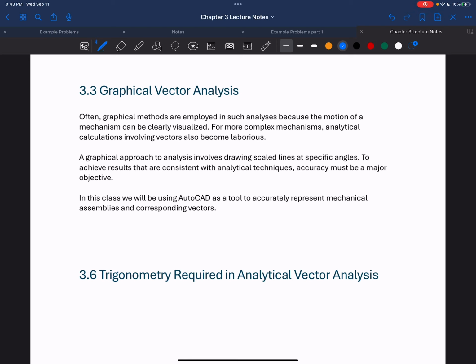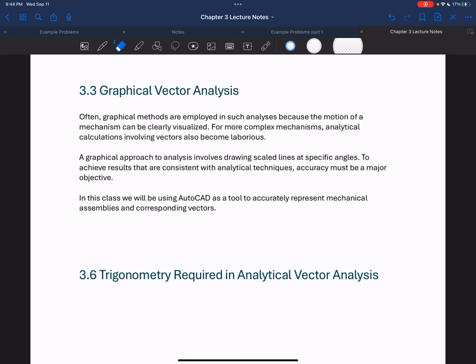A lot of times it's easiest to do this so we can clearly visualize what's going on in a mechanism. Especially when we get to complex mechanisms, analytical calculations are going to become very laborious, and our final project will actually showcase this. A graphical approach generally involves drawing these scaled lines at specified angles, and we'll do this on the computer. You're not going to do this by hand. You might do a couple by hand, but we're going to do this on the computer.